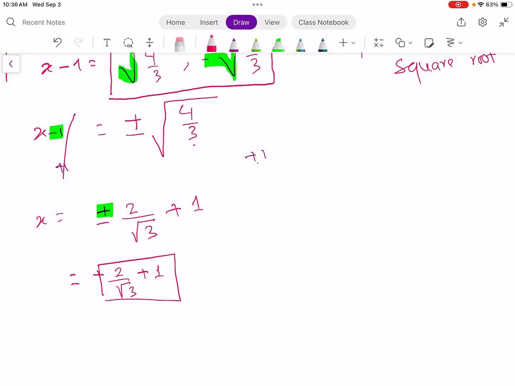Now you can always ignore the positive sign; we do not need to write it every time. The next solution is you take the negative sign, so that is negative 2 over root 3 plus 1. So this is our second solution. These two are the solutions for this quadratic equation.